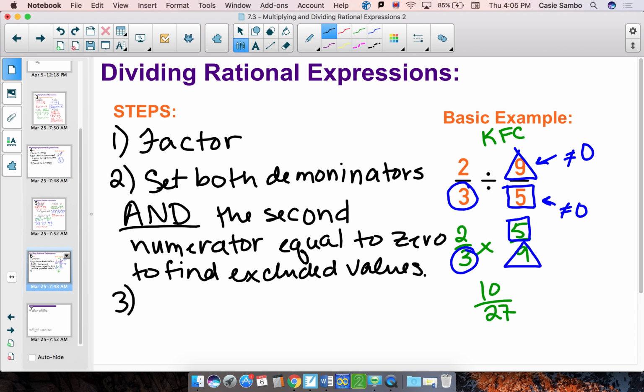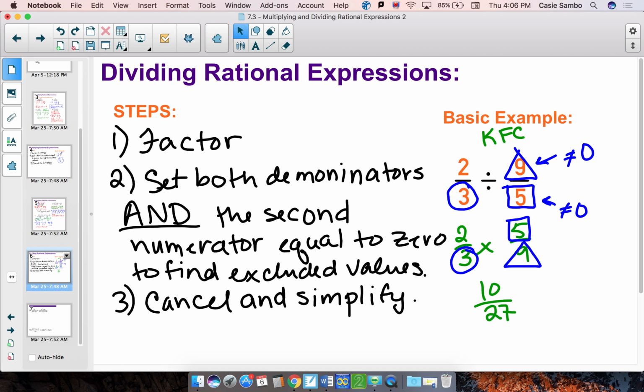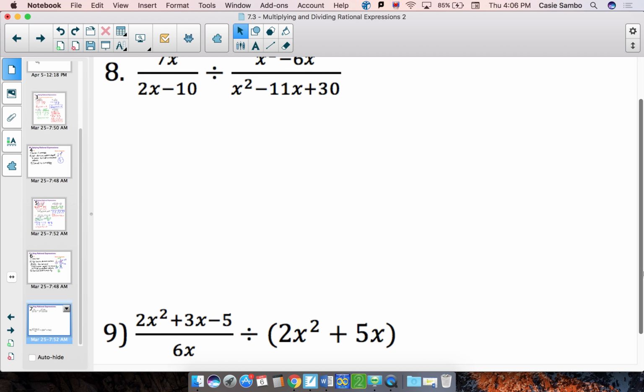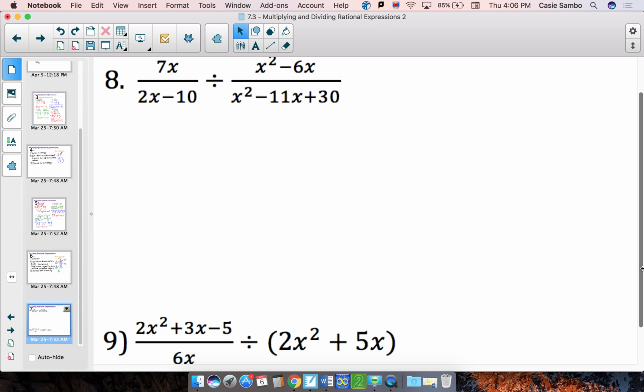Our last step here is to cancel and simplify. So let's look. We only have 2 examples. First one, we got to start by factoring.